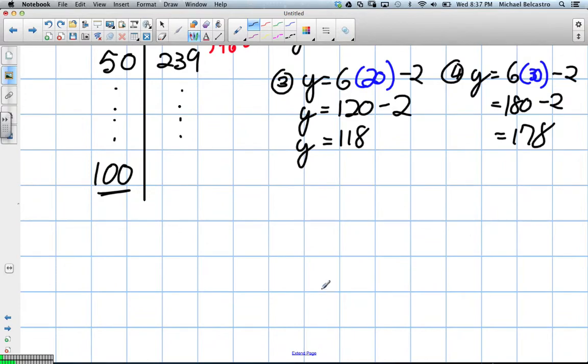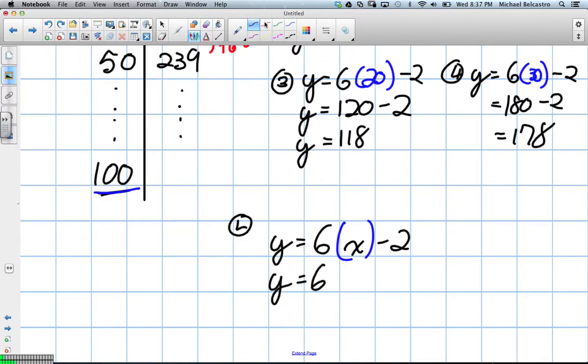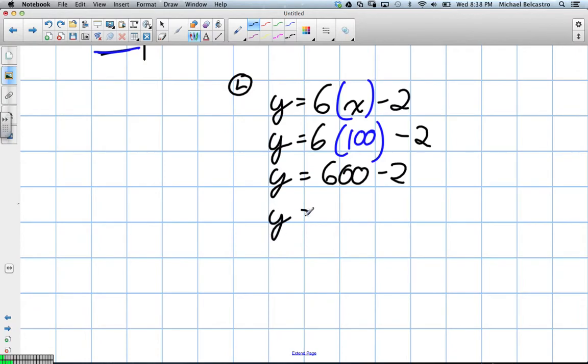Let's figure out our last one, 100. We'll actually use the equation. We'll call this our last equation here, L for the last one. y is equal to 6x minus 2. Well, what are we replacing x with in this one? 100. That's right. Replace it with 100. So y equals 6 multiplied by 100. And do you know what 6 times 100 will be? 600. Yeah. 600 minus 2 is 598.